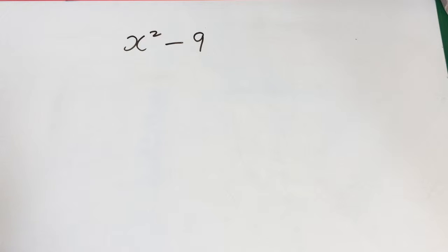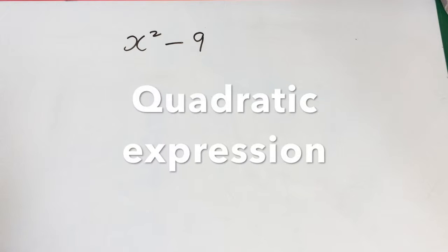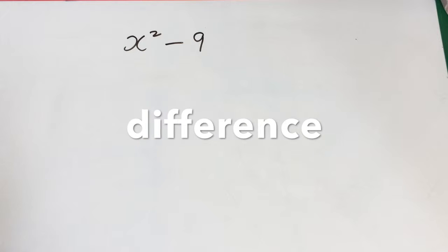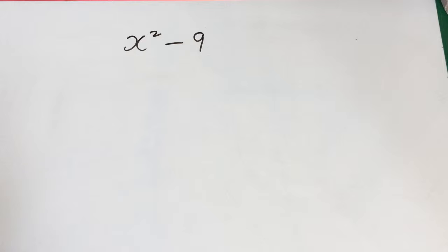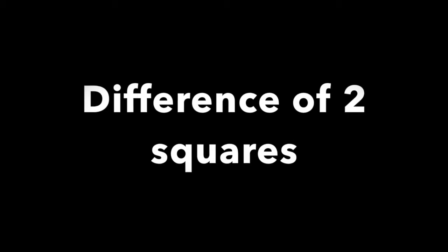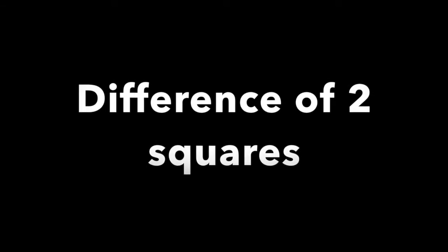Here we have an expression with x squared in it, so that means it's a quadratic expression. The minus sign means it's the difference between two terms. Finally, we notice that they're both perfect squares, x squared and 3 squared. So that means we're asked to factorise the difference of two squares.